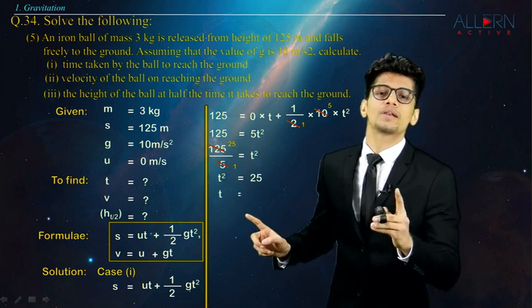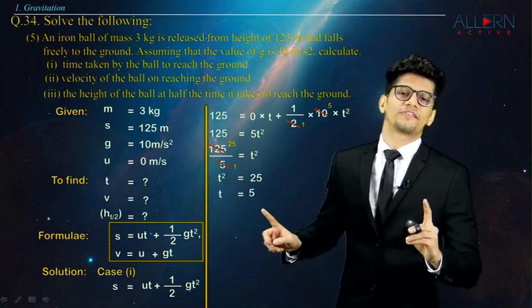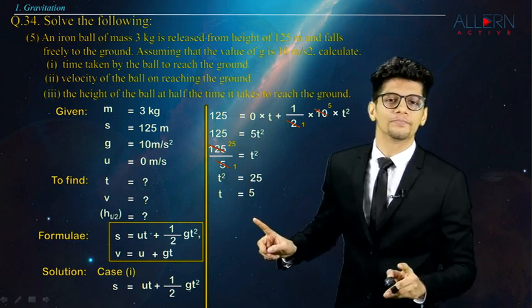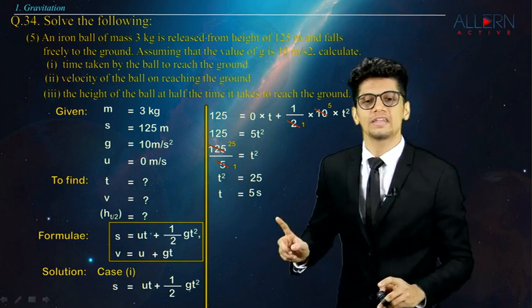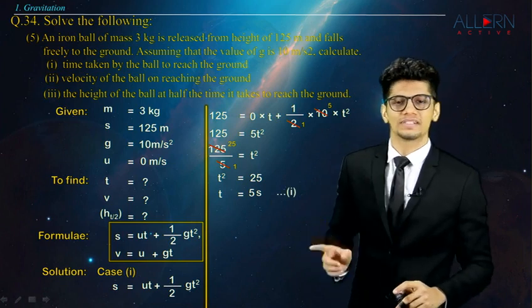So what is the square root of 25? That is nothing but 5. And what is the unit of time? Seconds. So we have the value of time as 5 seconds. Now this is equation number 1.